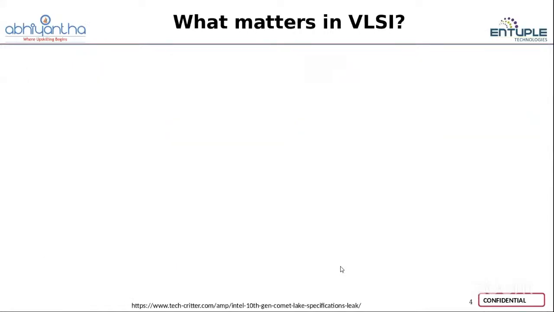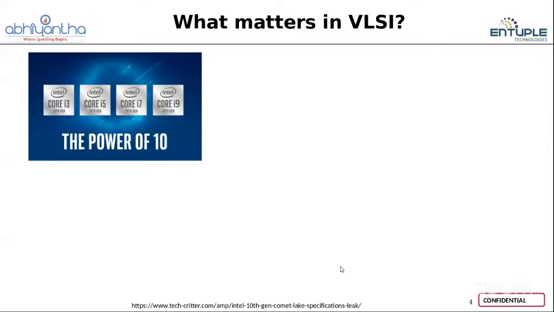And what are the important parameters in VLSI? As you know, the power, right? We are using the ICs in high speed computing. The best example of our ICs revolution is our processors, right? Particularly Intel processors. So Intel started with the i3 processor, i5, i7, and i9.